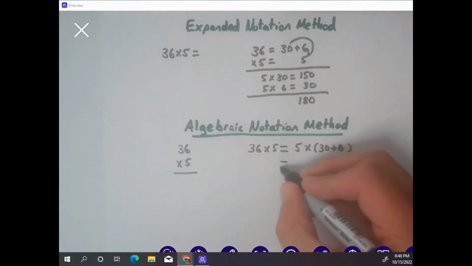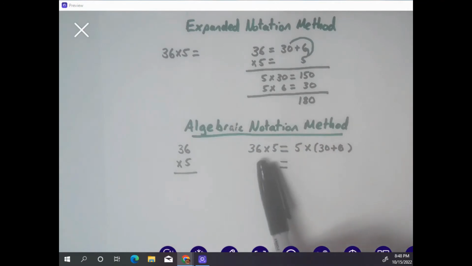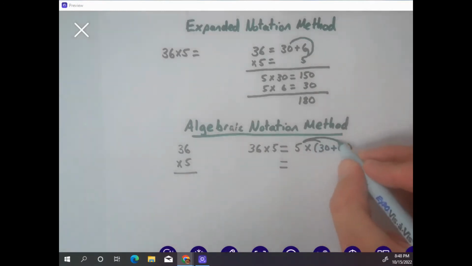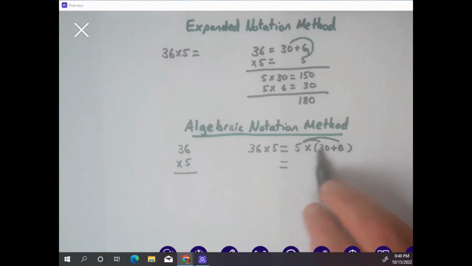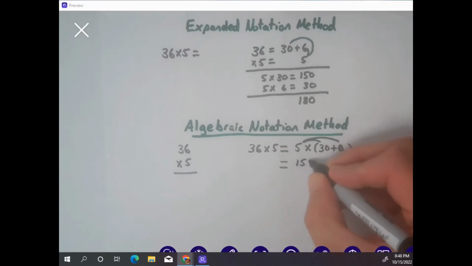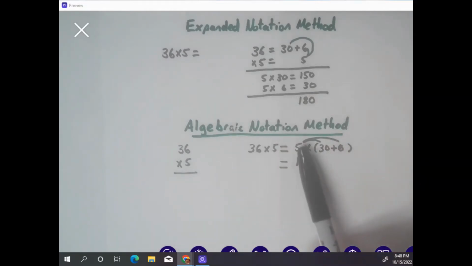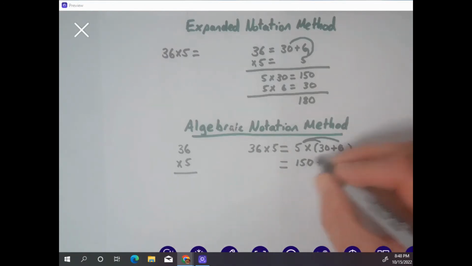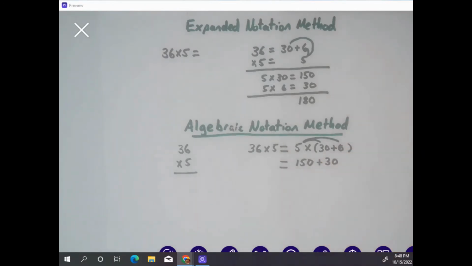I'm going to put another equal sign. I'm going to keep this side the same, 36 times 5, and now I'm going to multiply the same way I did with the expanded notation method. I'm going to multiply 5 times 30, which is 150. And then I'm going to multiply 5 times 6, which is 30. And I'm going to add those two together. And my sentence is still true. 36 times 5 is equal to 150 plus 30.